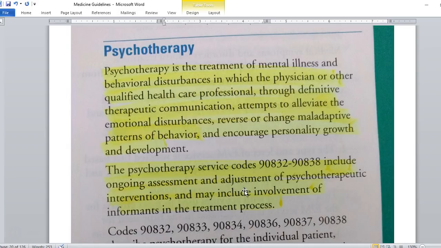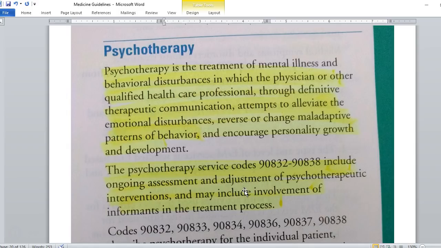Psychotherapy is the treatment of mental illnesses and behavioral disturbances in which the physician or other qualified healthcare professional, through definitive therapeutic communication, attempts to alleviate the emotional disturbances, reverse or change maladaptive patterns or behavior, and encourage personality growth and development. And these can be done by a variety of ways. A lot of it's done by talk therapy, where the patient just talks and the psychotherapist or counselor kind of prompts them into different topics as they kind of proceed in telling what's going on.